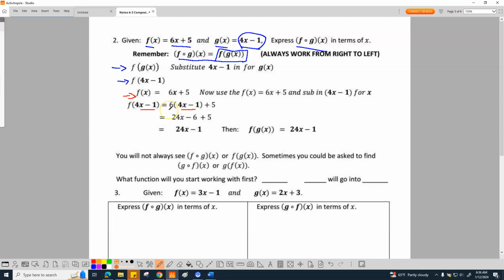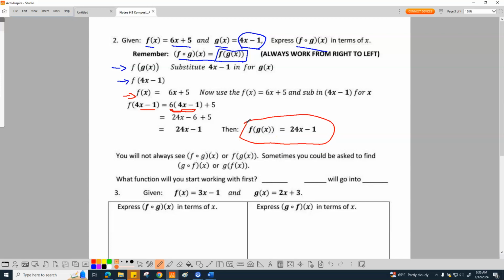So what you're going to end up doing is, for the 6, you'll distribute. This 6 multiplies to 4, and then the 6 also multiplies to negative 1. So you get 6 times 4 is 24x, and then 6 times negative 1 is minus 6, and then that plus 5 comes down. When you simplify, negative 6 plus 5 is negative 1. So for your answer, you end up with f of g of x equals 24x minus 1. That's example 2 in a nutshell.